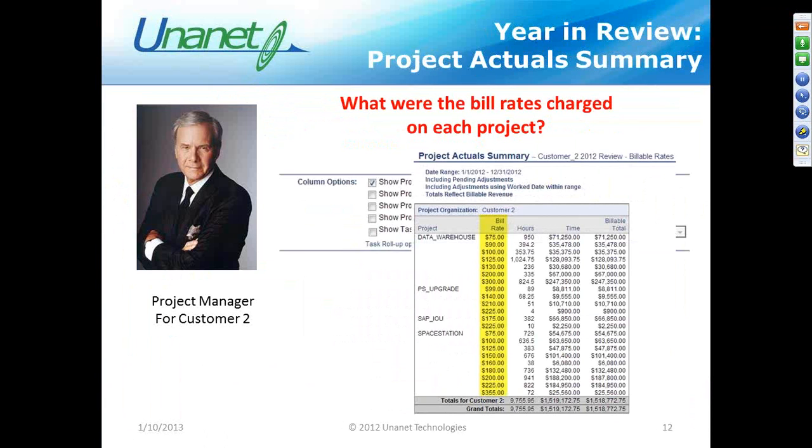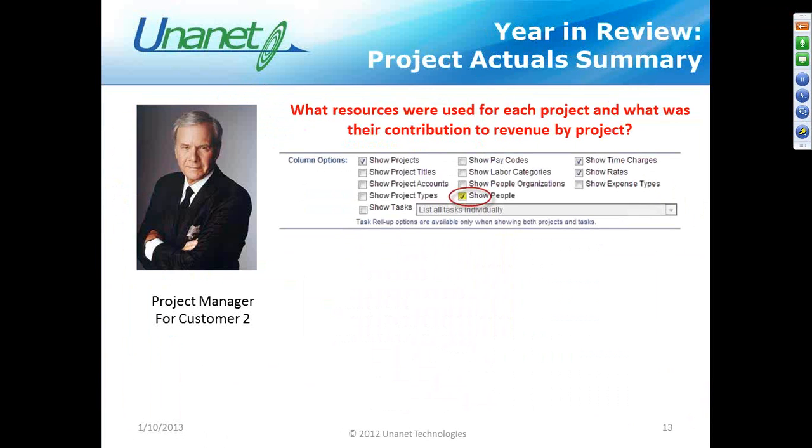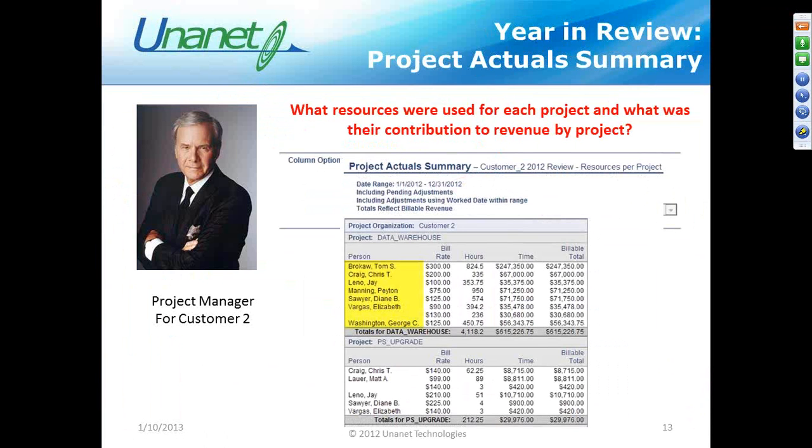Still, with all the license types, what if Tom needs to know who worked on what project and what was their associated revenue contribution? Again, same report, modifying one reporting option to show people, and I can show each of the resources that charged on the project and their associated contribution of revenue. Again, by changing the reporting options, I could view at any level of detail or roll up to a particular task level as well in the reporting criteria.